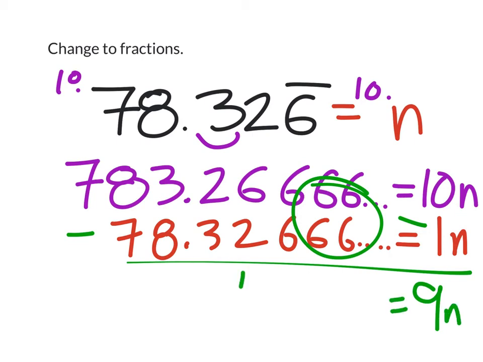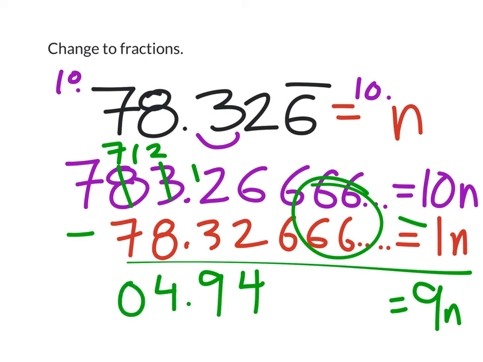And 6 minus 2 is 4. 2, we're going to have to borrow from this one right here. And this one right here. 12 minus 3 is 9. 12 minus 8 is 4. 7 minus 7 is 0. And then we got the 7, right?